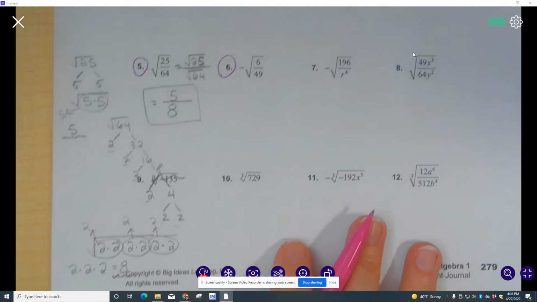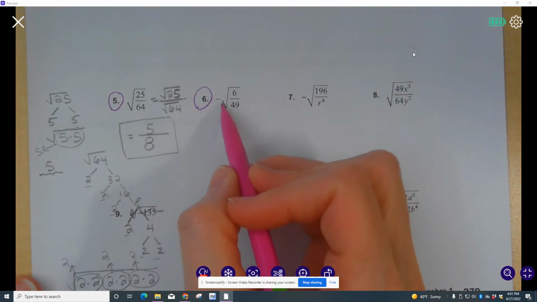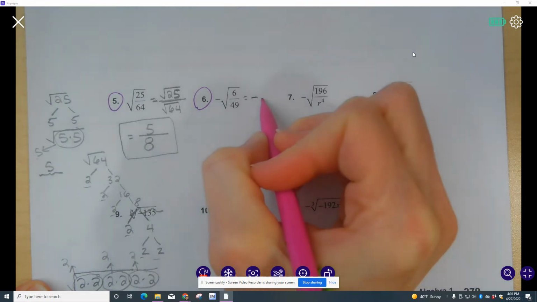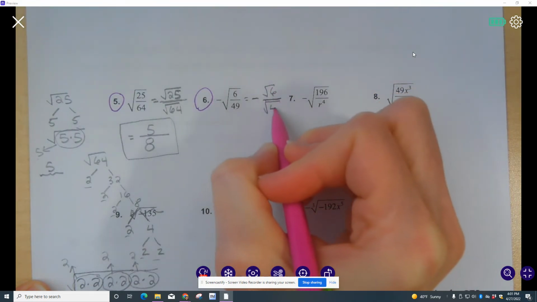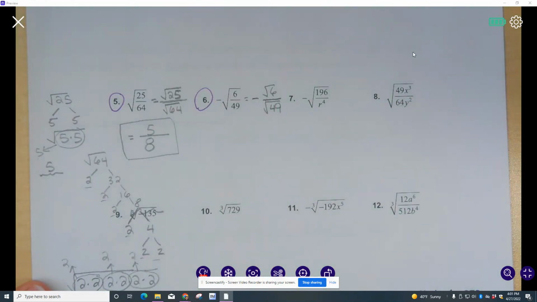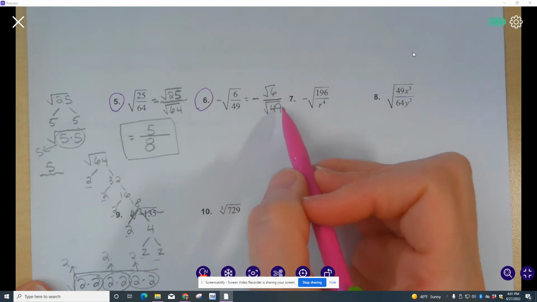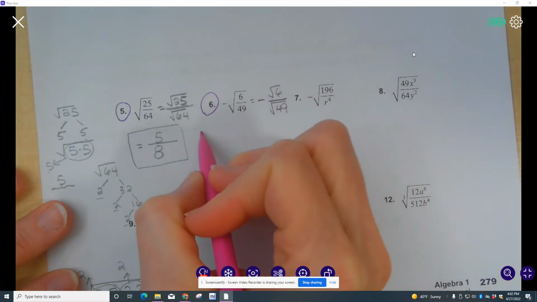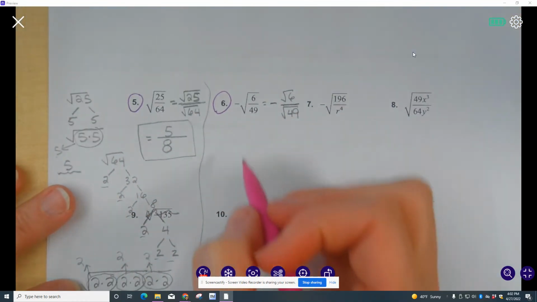All right, number 6. I have this negative out front, so that's going to be there all the way through. So my final answer will be negative. But let's start by giving the numerator and the denominator their own jail. Okay. Now, whenever I have a radical, I need to simplify it. So I'm going to do square root of 6 over here. I'm going to put a line here. Maybe you should do that too.